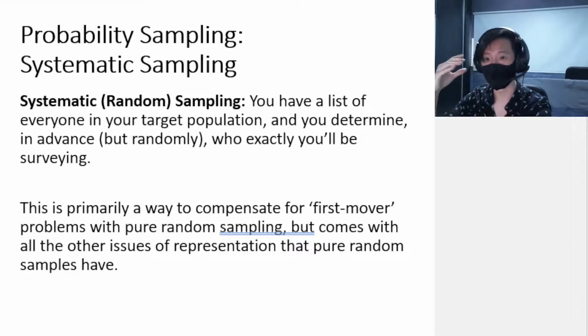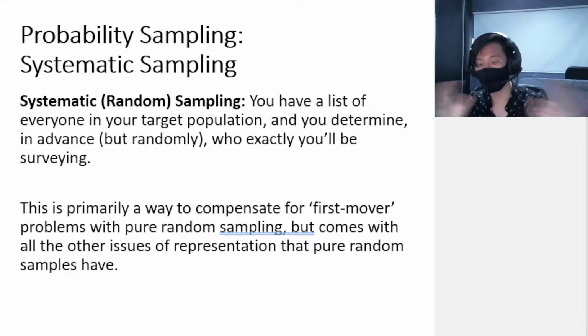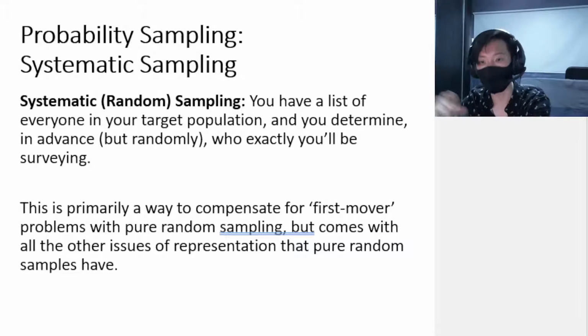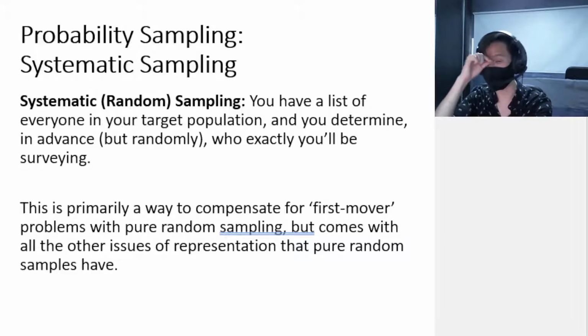So all those issues of selection, one way to try and compensate for it is by introducing systematic approaches. This, however, requires you to know everyone in the population first. Let's say you have everybody's ID numbers. If I'm doing a survey of Singapore, I have everybody's ID numbers, and then I select certain ID numbers and I call them up or I send them the flyer and ask them to fill out the form. This is a way to introduce systematicness to it. This primarily compensates for those first responder, first mover issues that I described with pure random sampling, simple random sampling.